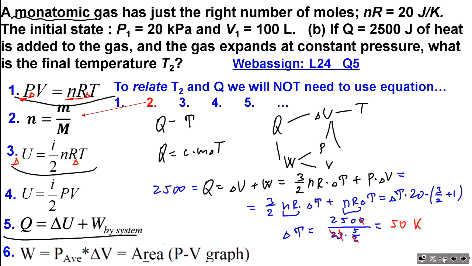That's not the final temperature yet. That's the change from the initial to final. But the initial is 100 because we just found it a slide before. So the final temperature will be equal to the initial plus change. Hence, the final temperature will be equal to 150 Kelvin.